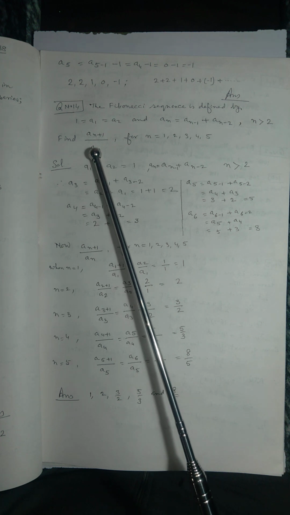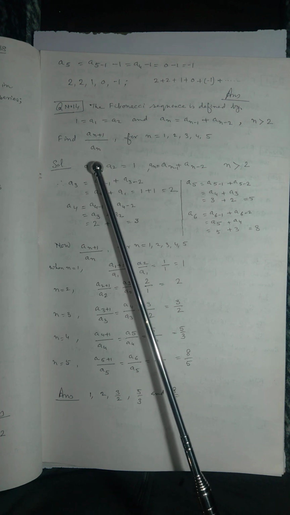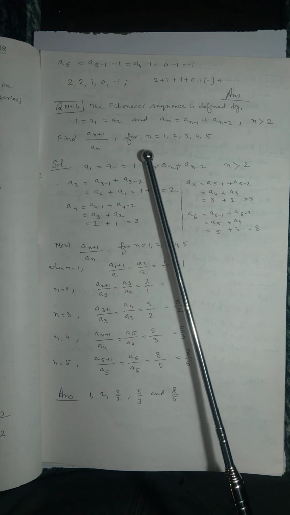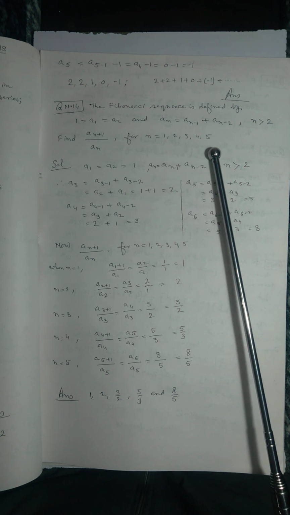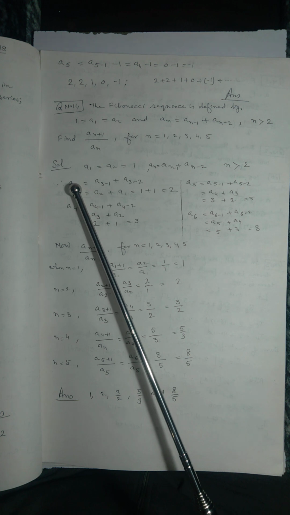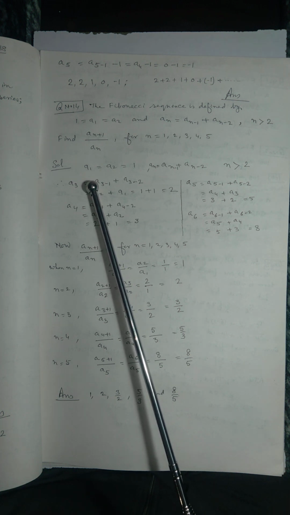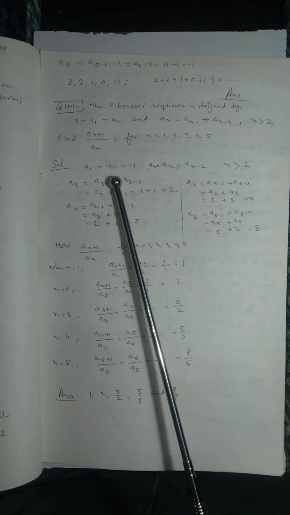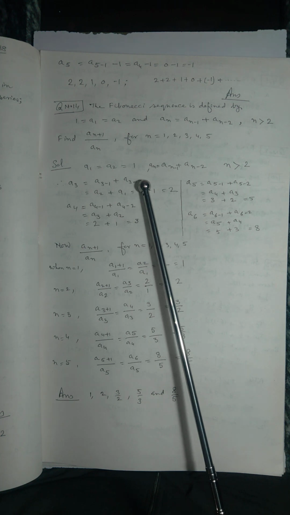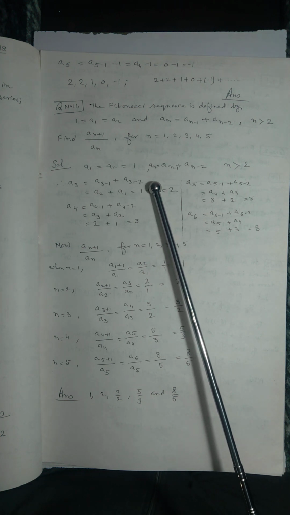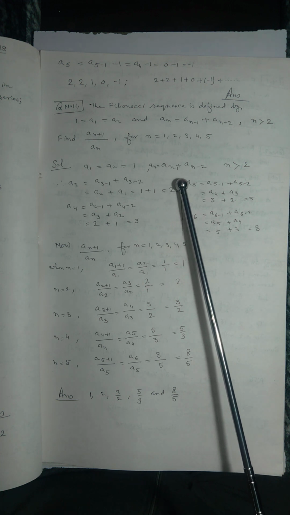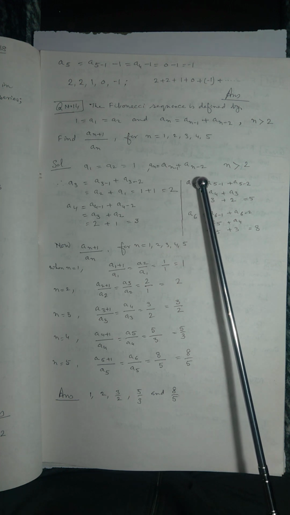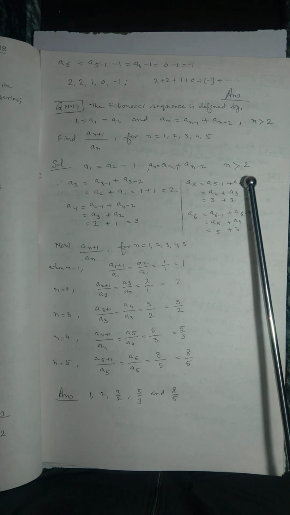Find A(n+1)/A(n). For n we have to take 1, 2, 3, 4, 5. So the solution will be like this. A1 is equal to A2, that is 1, it is already given. So we have to find A(n-1) plus A(n-2), where n is greater than 2.